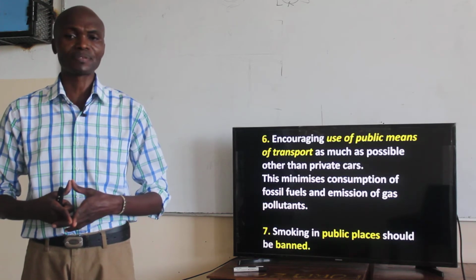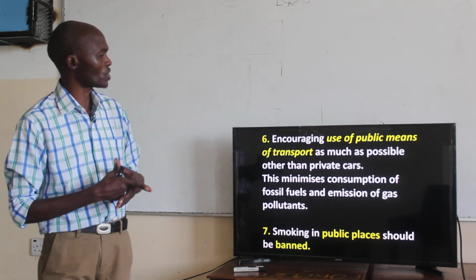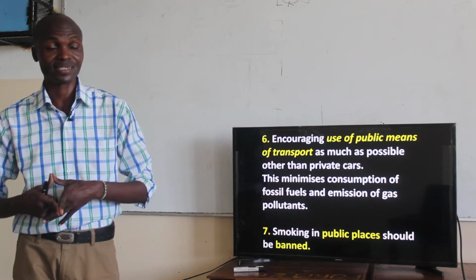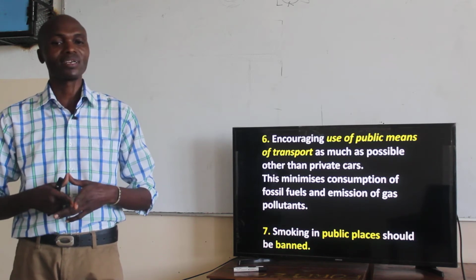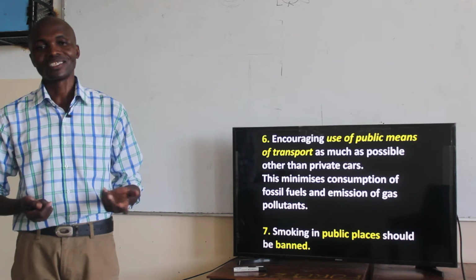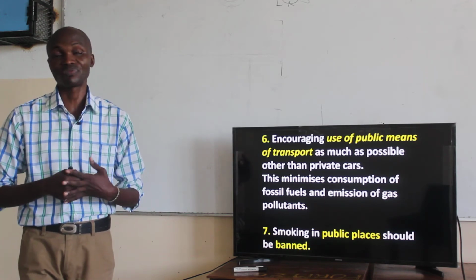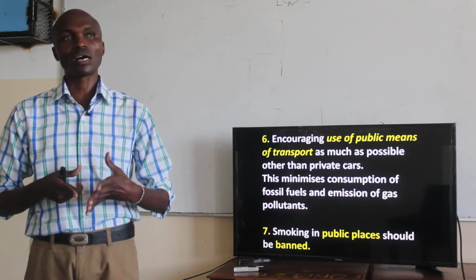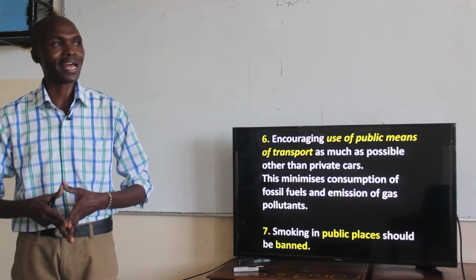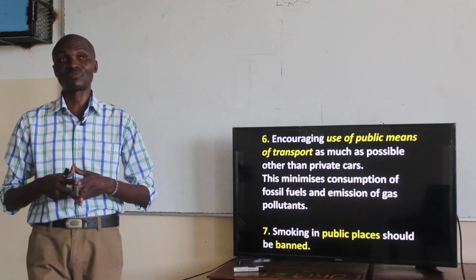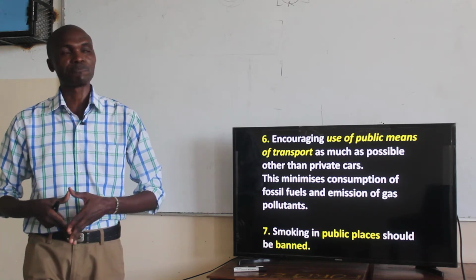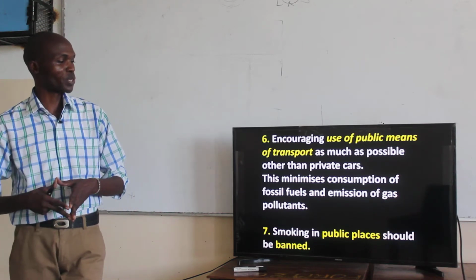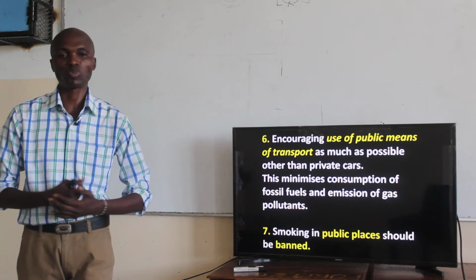Then number 6, the government should also encourage the use of public means of transport as much as possible rather than using private cars. This minimizes consumption of fossil fuels and emission of gas pollutants. If you have fewer vehicles on our roads, that implies less consumption of fossil fuel, and subsequently less exhaust fumes being produced by these vehicles in the form of pollutants.